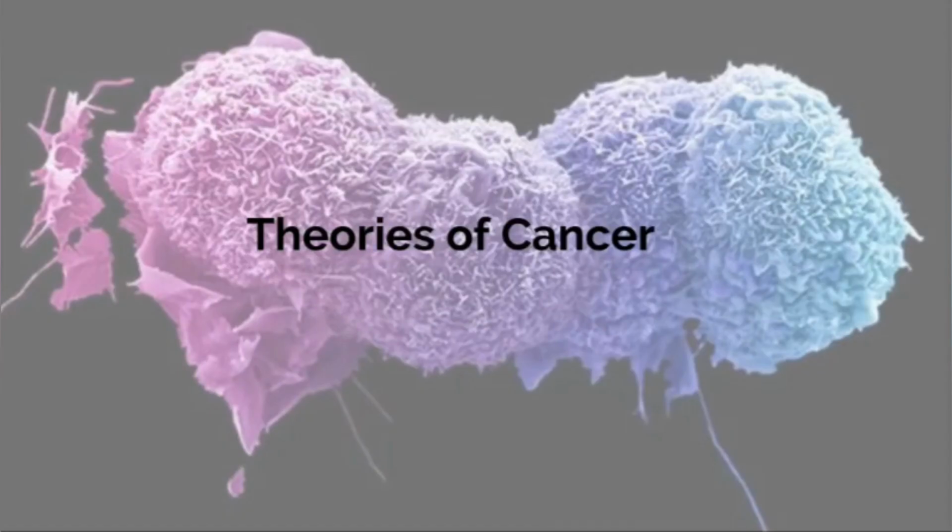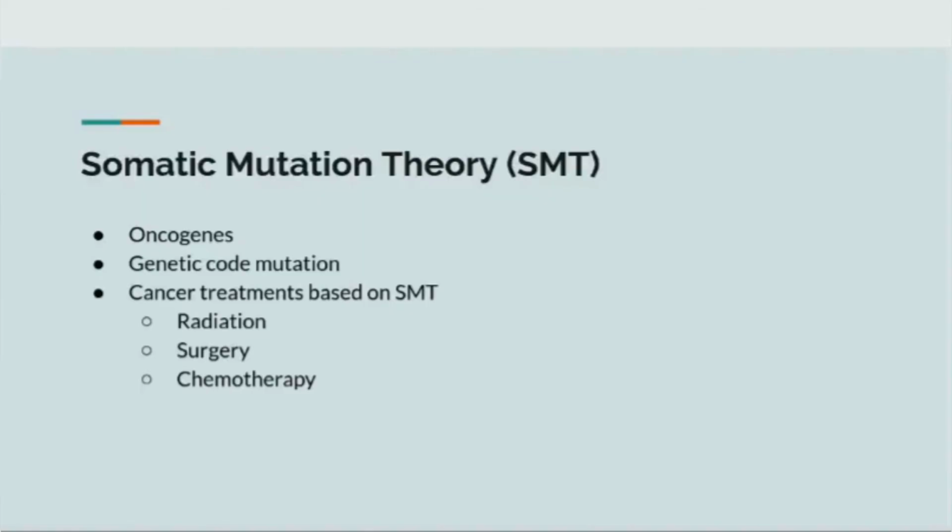Next are theories of cancer. The somatic mutation theory, SMT, says that cancer arises from mutations in certain genes called oncogenes. Mutations in these genes can occur randomly or in response to the environment. Cancer treatments are mostly based on this model, aiming at removing the mutated cells, so through surgical removal, radiation, and chemotherapy.